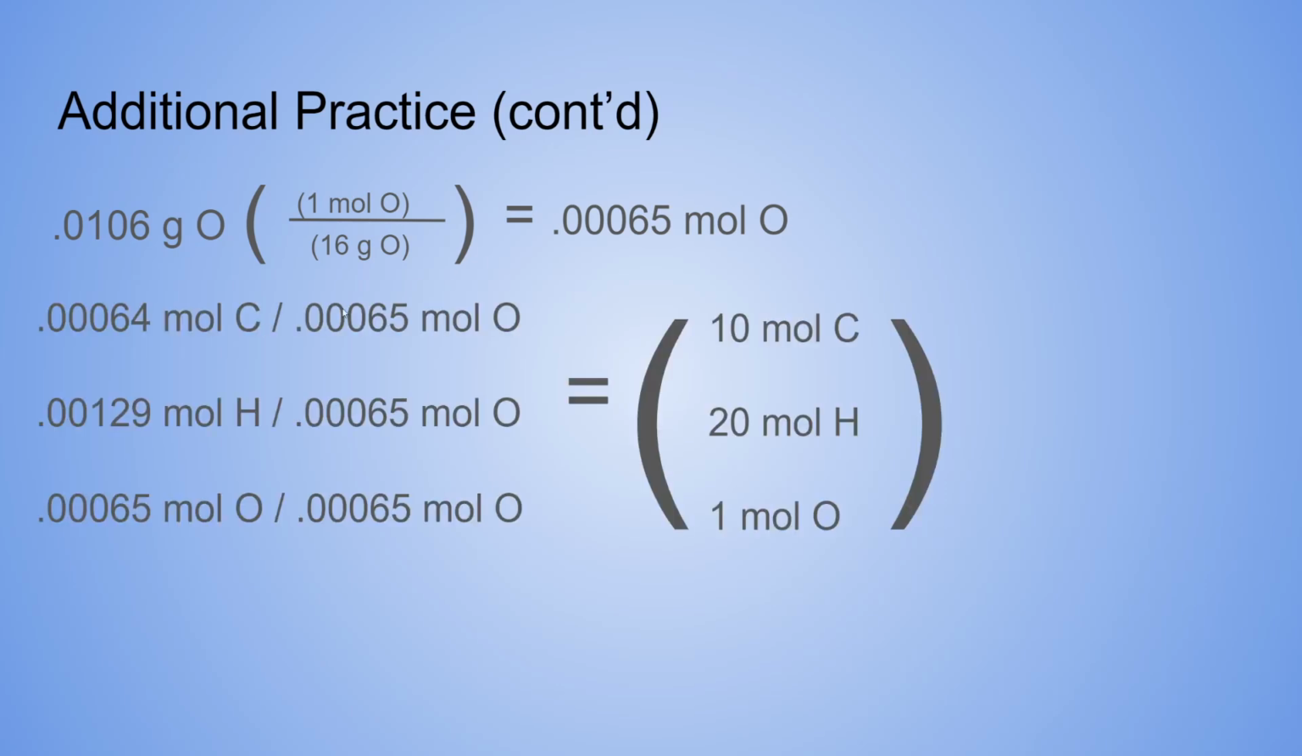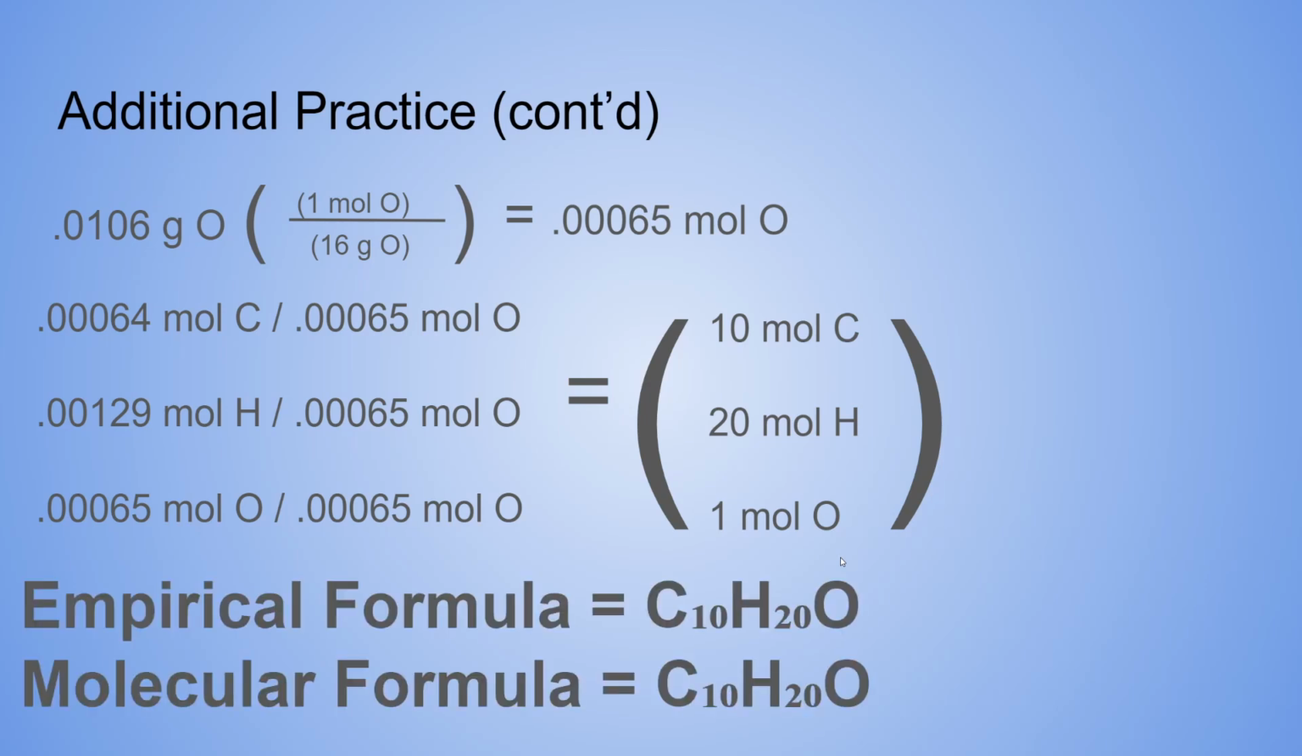We're going to divide all of our moles by the smallest amount of moles, which is oxygen. And that gives us 10 moles of carbon, 20 moles of hydrogen, and 1 mole of oxygen, which gives us the empirical formula of C10H20O. And the molecular formula is also going to be C10H20O.